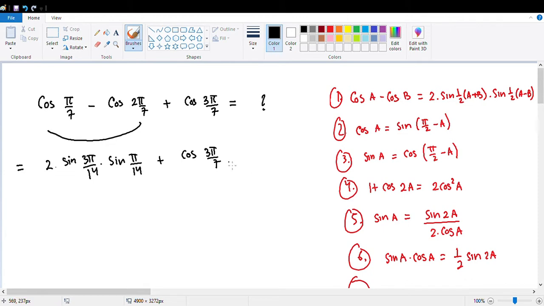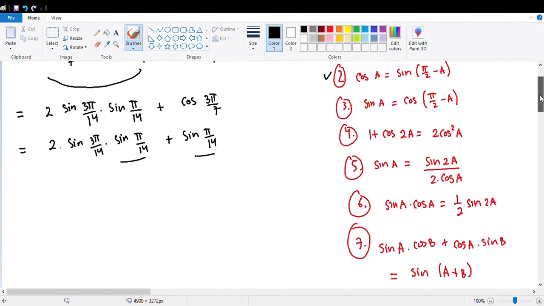Now we have to convert this cosine using formula number 2, after we have already used formula number 1. Apply number 2, that is cosine of a is equal to sine of pi over 2 minus a. So our expression becomes 2 sine 3 pi over 14 times sine pi over 14, plus sine pi over 14. Alright, now it's clear that we have the same factor, sine pi over 14.